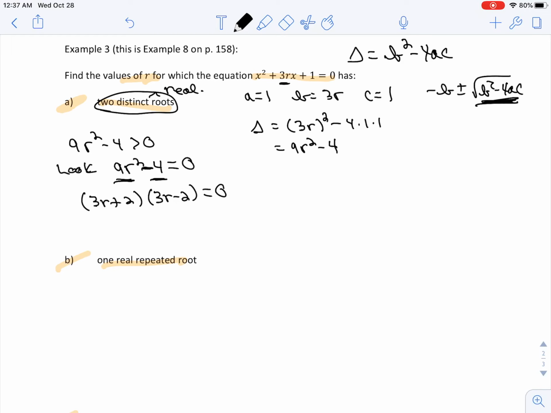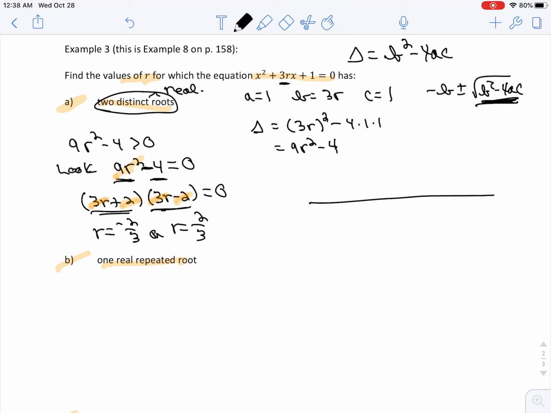And you can check it. If we multiply these first together, we get 9r squared. If I multiply the outers, I get negative 6r. Inners give me positive 6r, so that adds up to 0. And then 2 times negative 2 is negative 4. So that means now if I have the product equal to 0, when I set each of these equal to 0, I'm going to get r is equal to negative 2/3. Or this one will give me r is equal to positive 2/3. I'll let you go through that work.